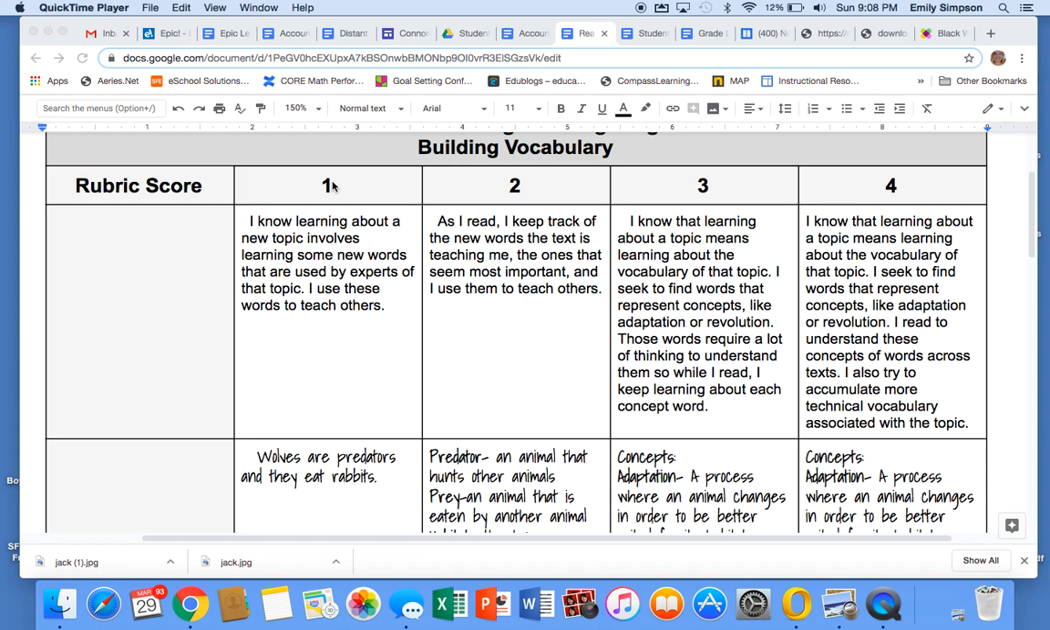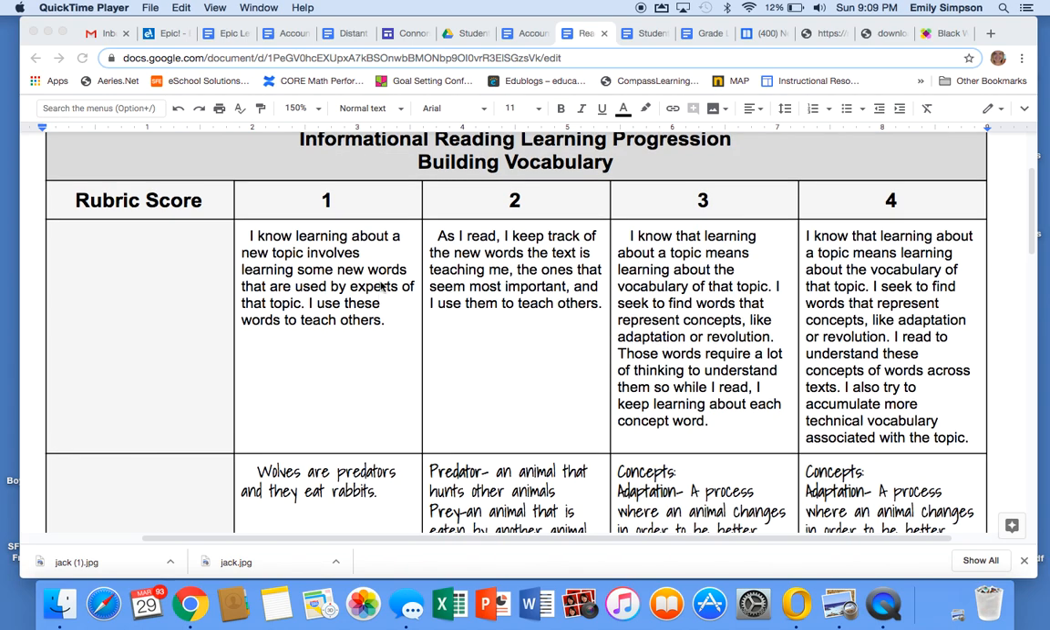In a level 1, it says, I know learning about a new topic involves learning some new words that are used by experts of that topic. I use these words to teach others. So in a level 1, you know that you're going to be learning new words, and these new words are words that experts, people who know the most about your topic, use. And you try to use those yourself.